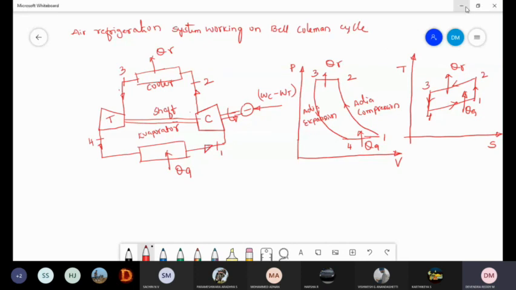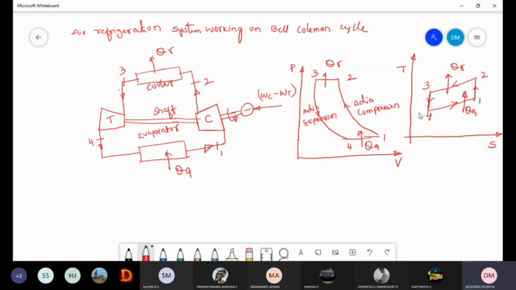So whatever the constant pressure lines in the PV diagram, 3 to 2 and 4 to 1, these come as vertical lines in the TS diagram. You can remember this one because we have so many TS diagrams based on the PV diagram. In the PV diagram, 2 to 3 is constant pressure heat removal, and 1 to 4 is constant pressure heat absorption.